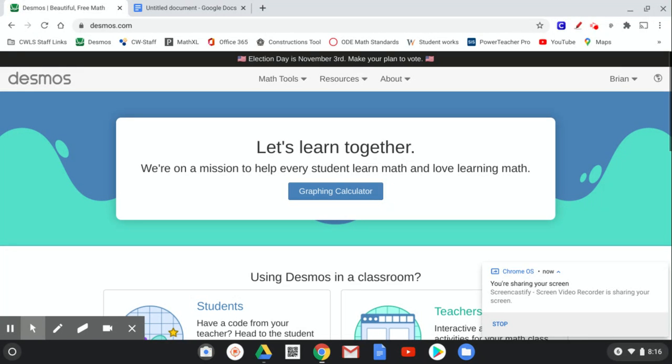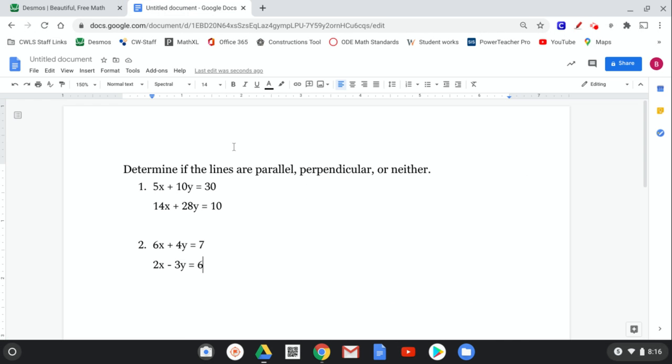All right, guys. So I just want to go over how to graph certain equations in Desmos, because what you're going to see is part of 2.4 is they're going to tell you, hey, determine if the lines are parallel, perpendicular, or neither.